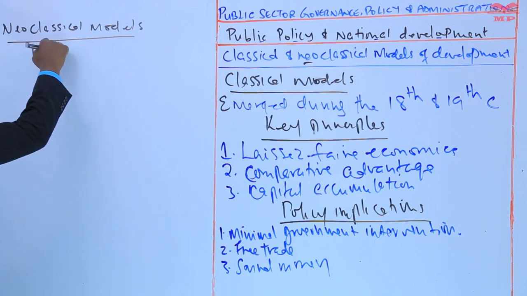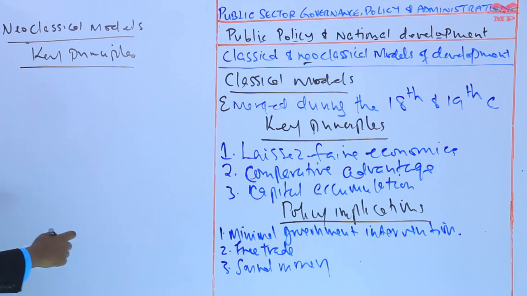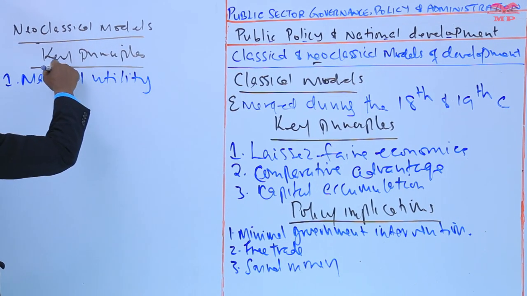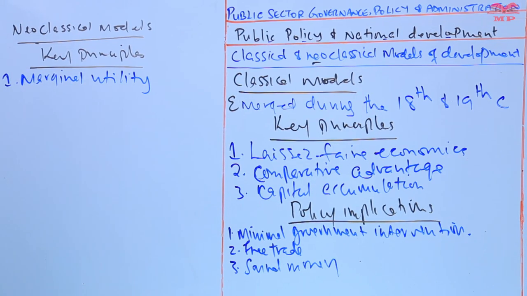neoclassical models include, one, marginal utility. Neoclassical economists introduced the concept of marginal utility, which refers to the additional satisfaction or benefit consumers derive from consuming one more unit of a good or service. This concept helped explain consumer behavior and how prices are determined in the market.